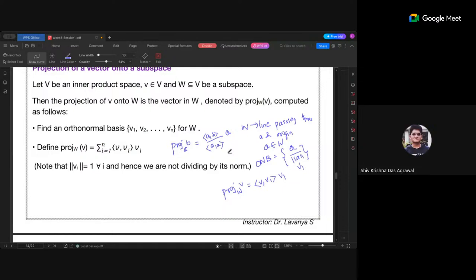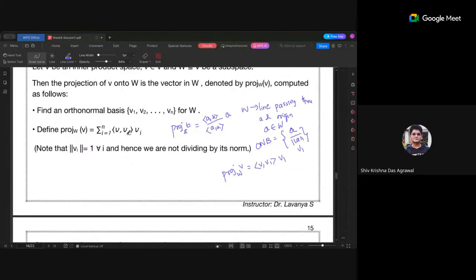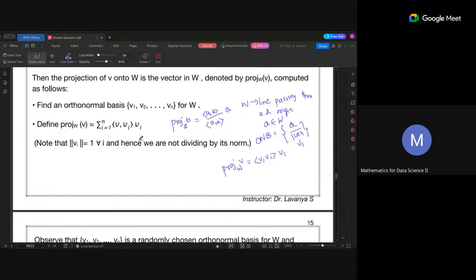Why is that summation there in that projection? Because here this line is of dimension 1, and so only one vector is sufficient for spanning the subspace. But here W is a subspace of dimension n, so you need to consider all these vectors. Like in R3, it was a plane, so we need both projections, on X and on Y. And since it is orthonormal, the norm is 1, so there is no denominator. The denominator is gone because it is actually just 1. Okay, fine.